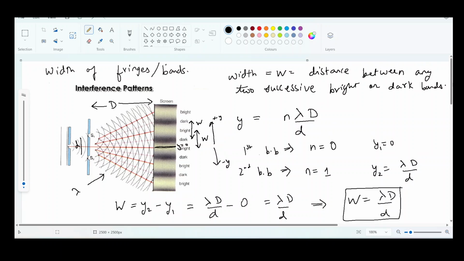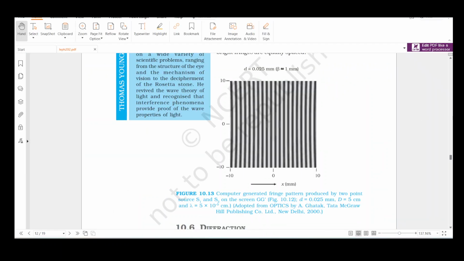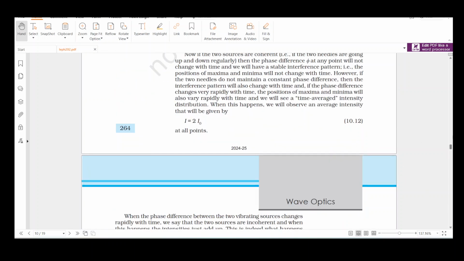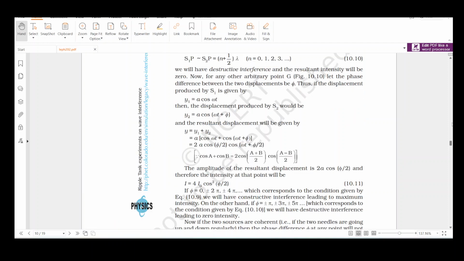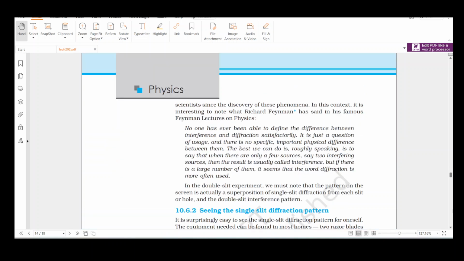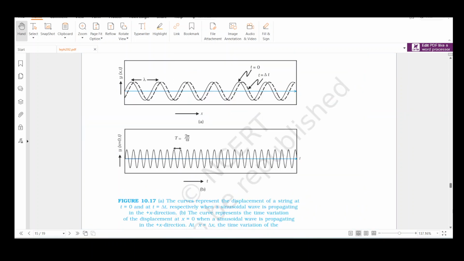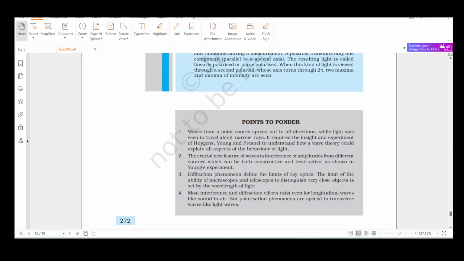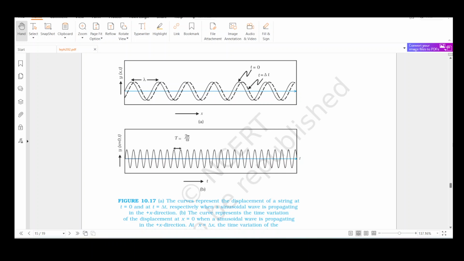So this was it for today's class. In the next class, we will discuss a few more things related to how amplitude and intensity are related to each other, basically equation 10.12 and 10.11. After that, we will discuss diffraction, and then polarization is left. That's it, and the chapter ends. So we are roughly towards the end of the interference part, and then we have to do the diffraction part, and the chapter ends.